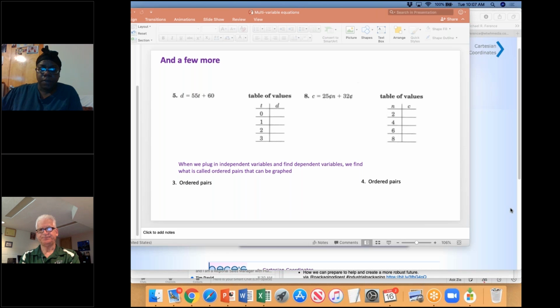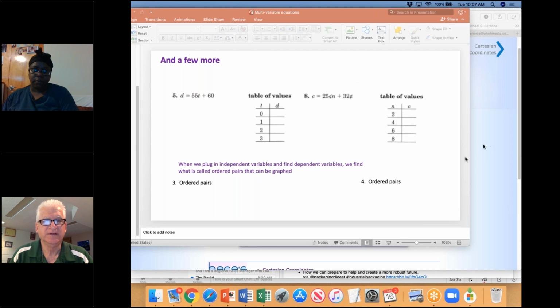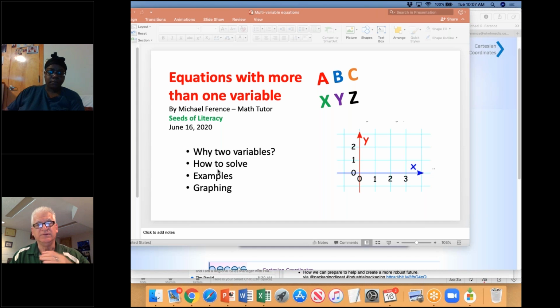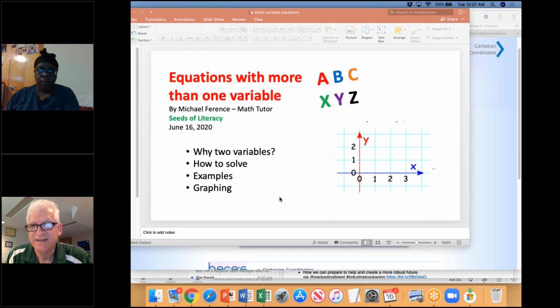Okay, so that is the nature of equations with 2 variables. I'm just going to go back real quick to my opening page. So we see why we have equations with 2 variables. We generate a graph. We solve them by plugging in a value for x and getting a value for y. Did several examples, and then we graphed those examples. And that's pretty much going to be it for today.